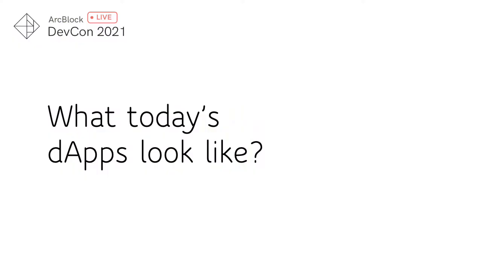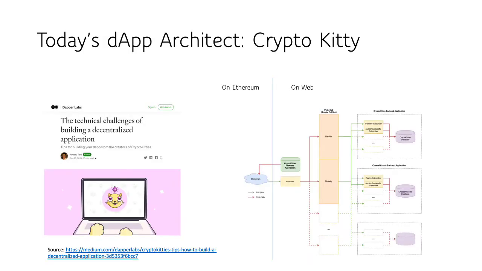ArcBlock is a new generation of the blockchain and a decentralized platform that is optimized specifically for decentralized apps. So what's new? What's different? Let's first look at some of today's most popular dApps, see how they were architected and deployed. Let's first look at the most successful dApps in Ethereum, the CryptoKitty, and learn how it was designed.